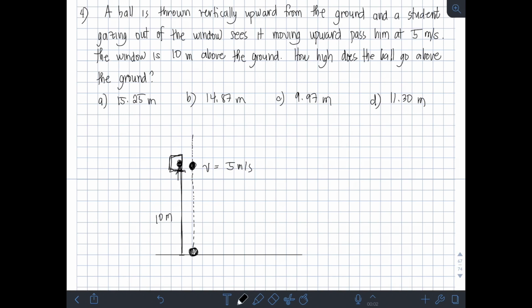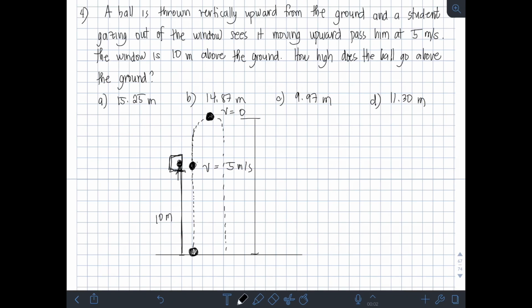So, syempre, nung nakita ng student yung ball, hindi pa yun yung highest height na na-reach ng ball. Lumagpas-pas sa kanya, right? Let's say, dito yung point na yun. Okay? So, kapag na-reach ng ball yung pinaka-highest peak niya, magkakaroon siya ng velocity equal 0 kasi nag-stop siya doon. Ibig sabihin, pababa na siya uli. Okay? So, ang tanong is itong height na to. Yung pinakamataas na height na na-reach ng ball.